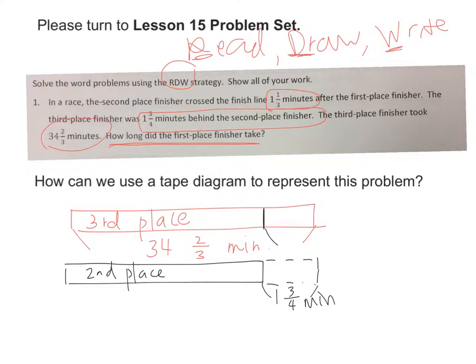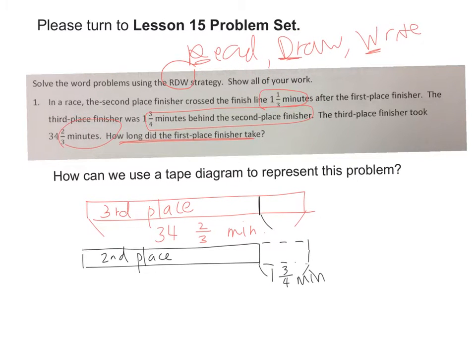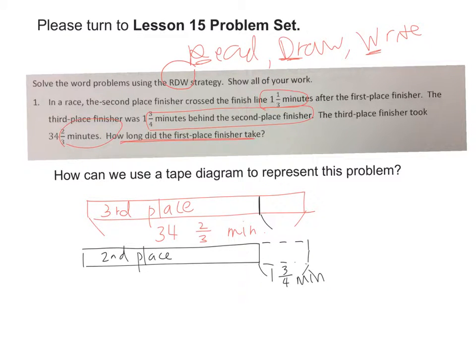So how can I figure out how long it is from here to here? If I know that the third place person took 34 2/3 minutes altogether, but the second place person was 1 3/4 minutes faster, how can I figure out how long it took the second place person to run the race? Aditya? You can subtract 1 3/4 minutes from 34 2/3.